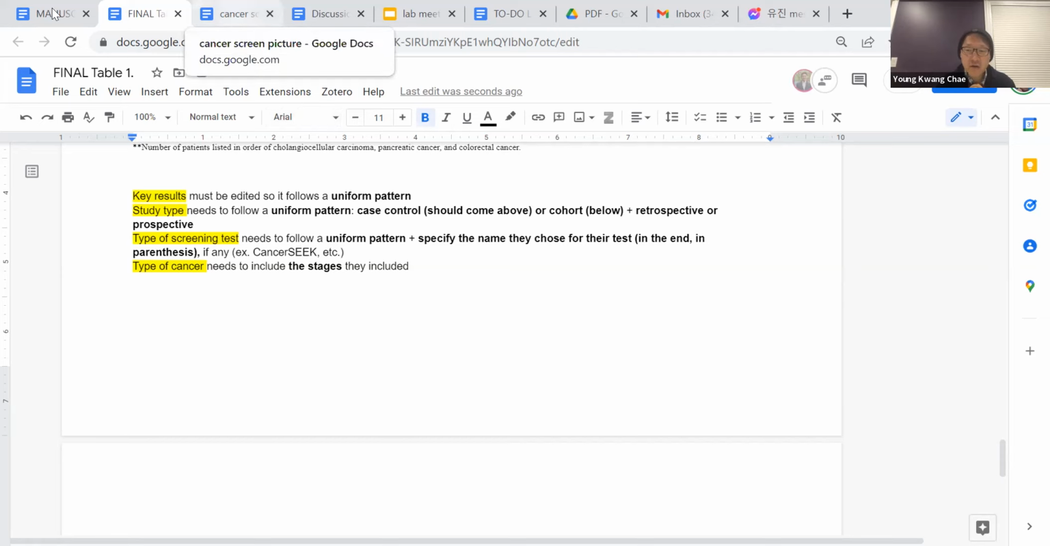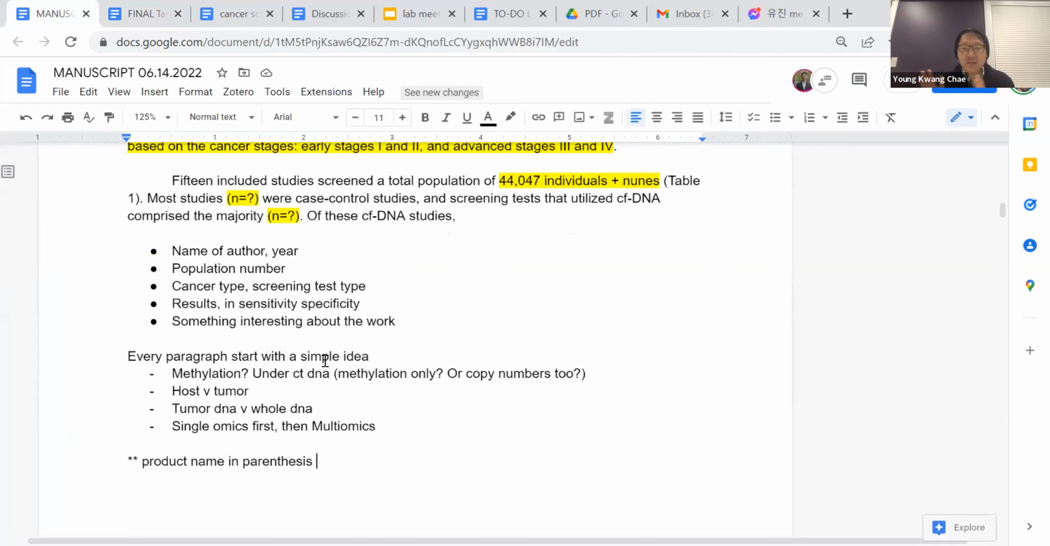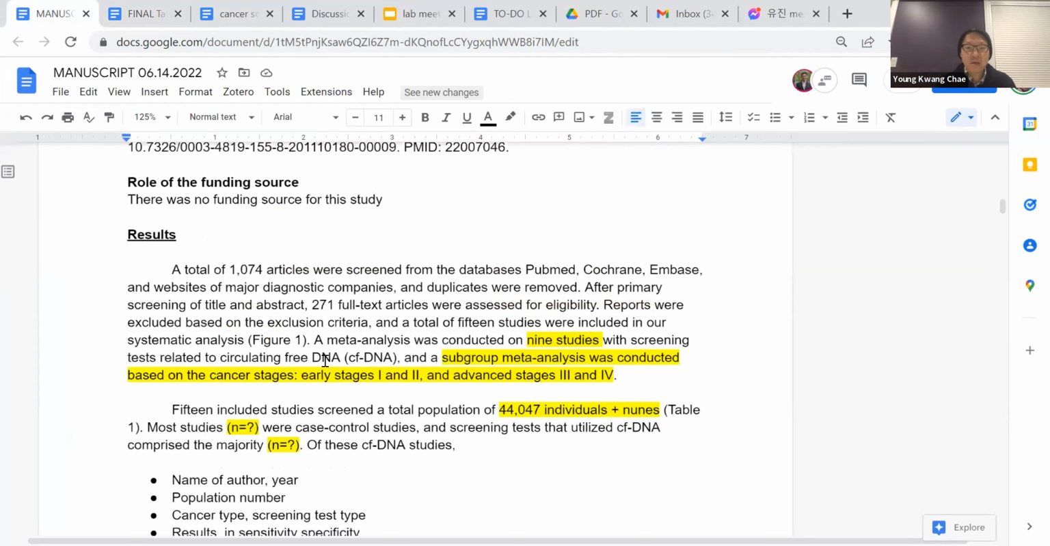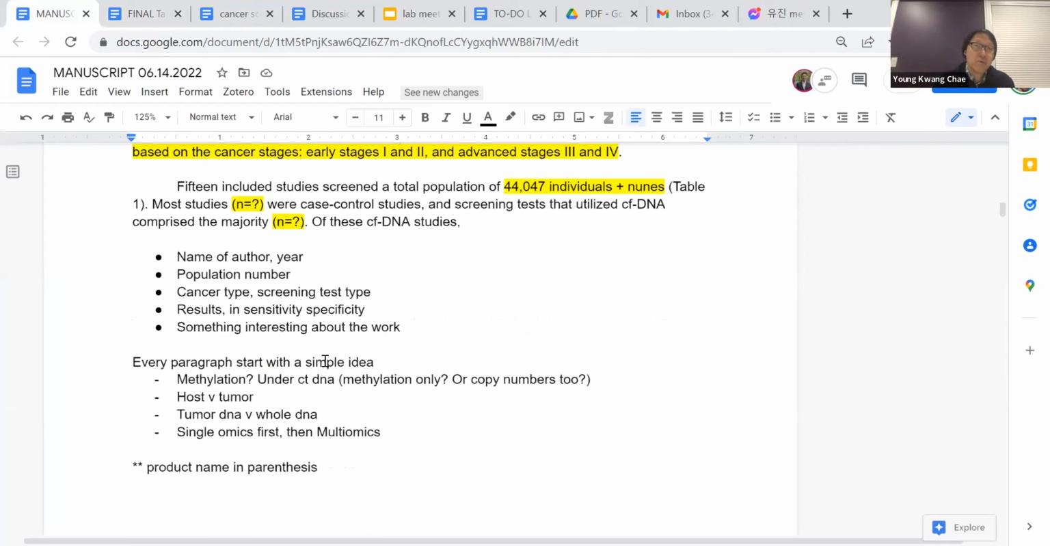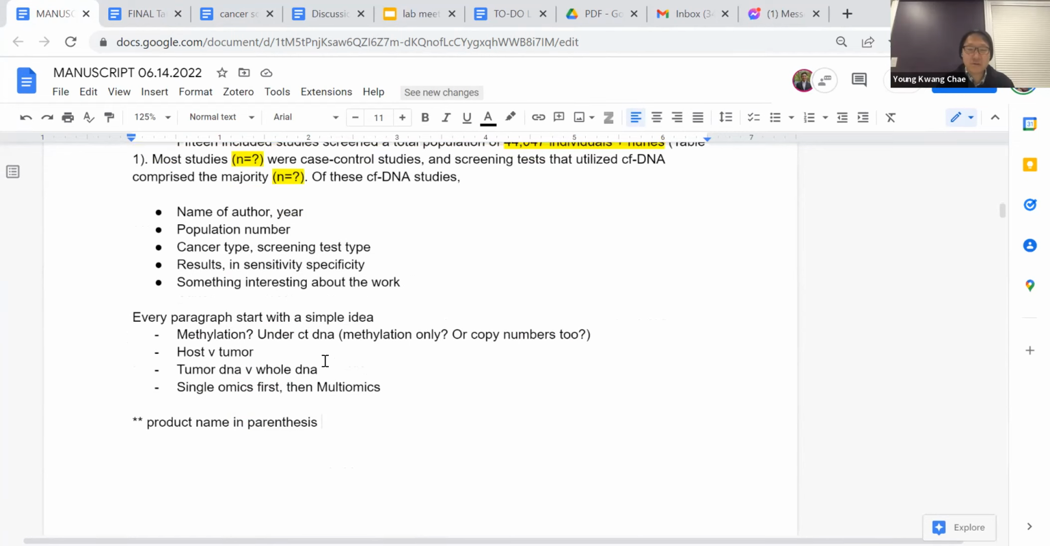Remember the Signatera paper? We're not calling it the Signatera test. Signatera test shows that... we're calling it the MRD assay. That's true. So we're trying to promote science, not each product. Okay, I think that's important. Sounds good.